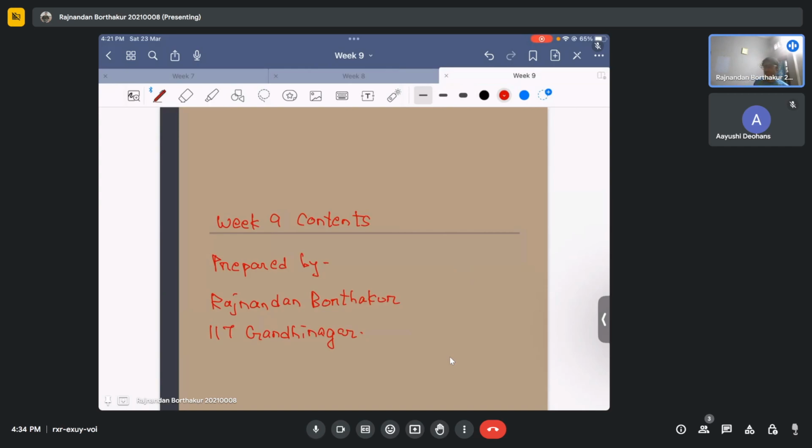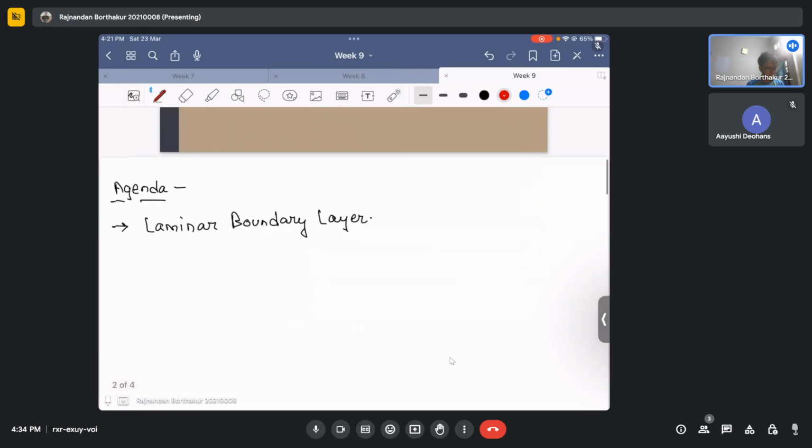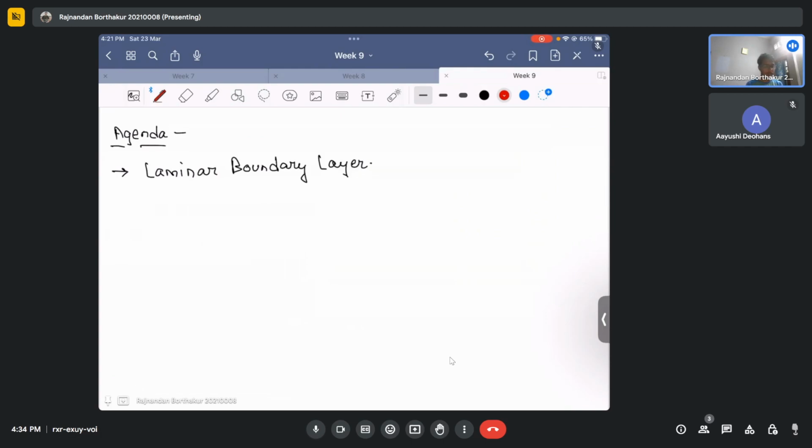So we'll stop here for some time. If you have doubts you can ask, or else we'll move on to something which is typically known as the laminar boundary layer.